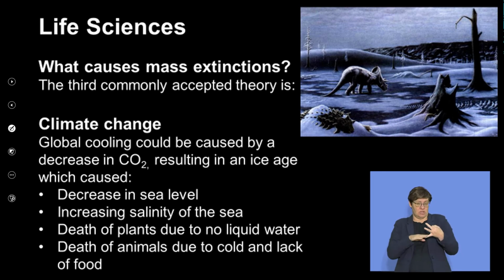Third one is climate change, in which either global cooling or global warming could happen. But the most common ones, of course, the 5 ice ages, which have occurred in the history of the Earth, with decrease in sea levels, death of plants, death of animals, etc.